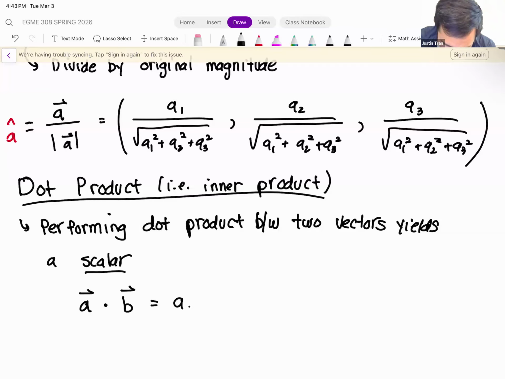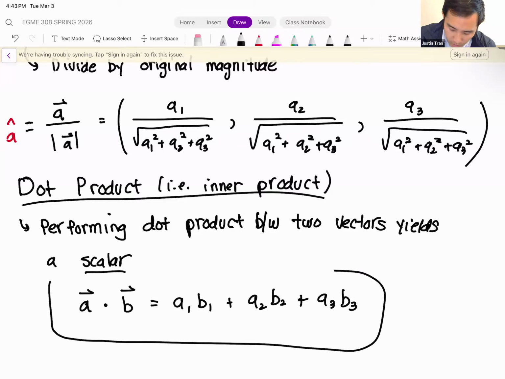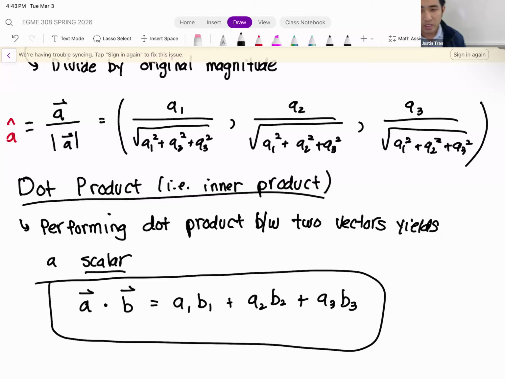So it's going to be A1 times B1 plus A2 times B2 plus A3 times B3. And so you can see on the right-hand side there, we have a summation. There are quite a few terms, but because it's all added together and each of the individual components, A1, A2, A3, B1, B2, B3, are all scalars, the result on the right is going to be a scalar quantity.